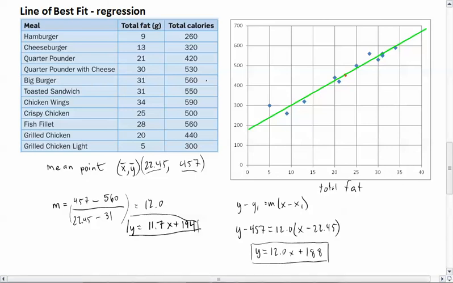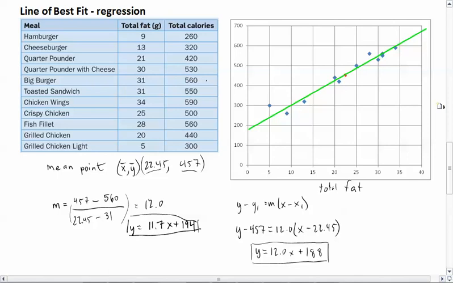Now the nice thing is, with one of these equations, you can now make some predictions. You can say, okay, what if whatever restaurant this is came out with the super burger, which had, you know, twice as many patties or something like that, and it had a total amount of fat of, you know, 50 grams. You could then calculate approximately the number of calories that that burger would have.